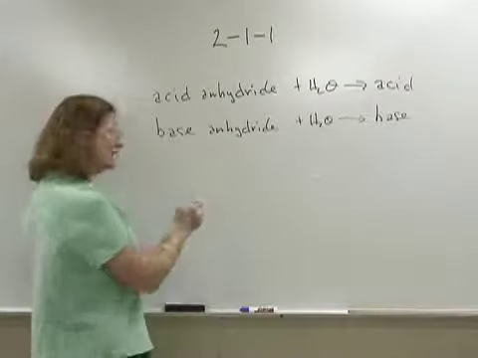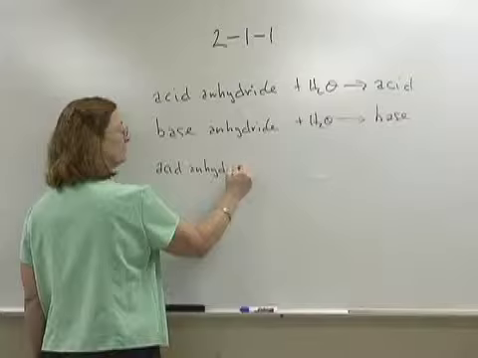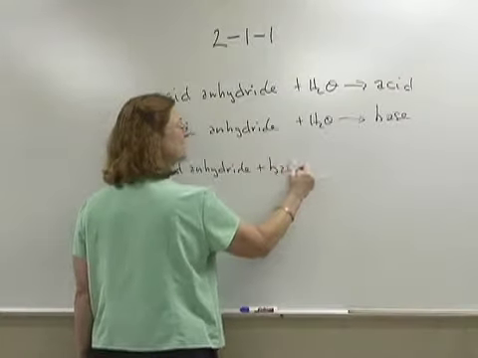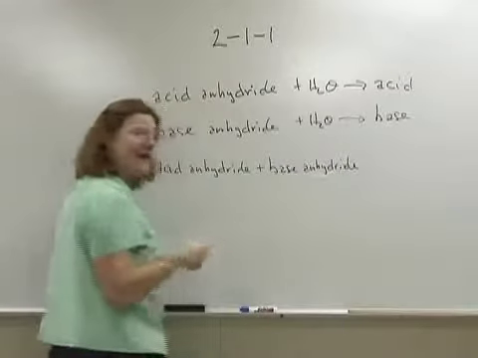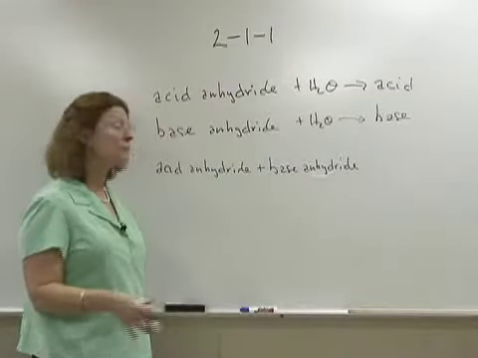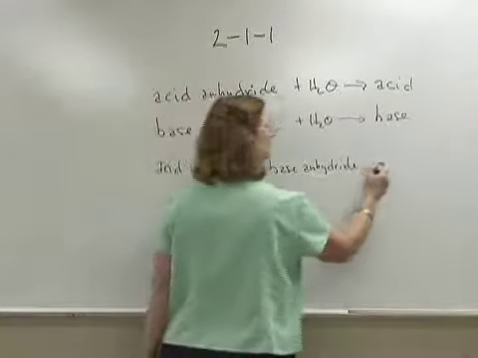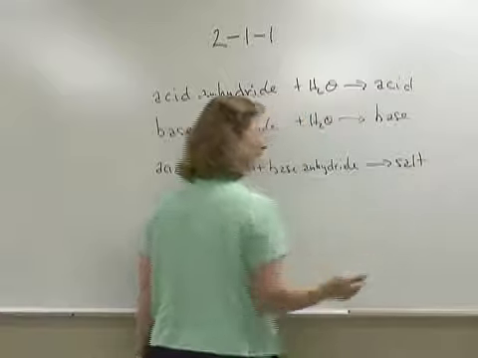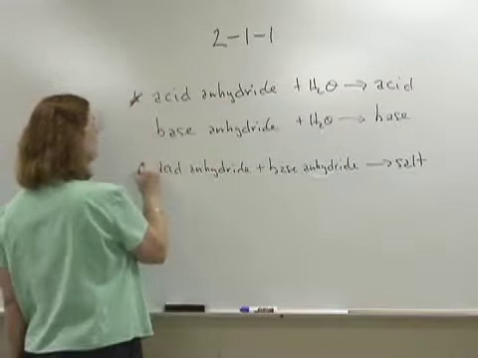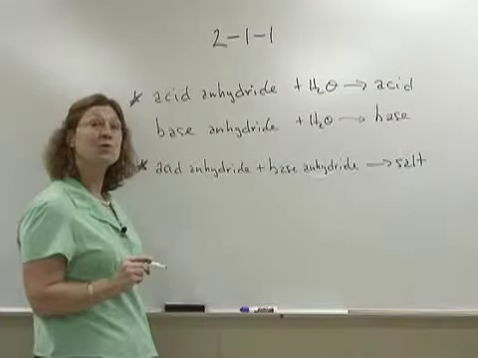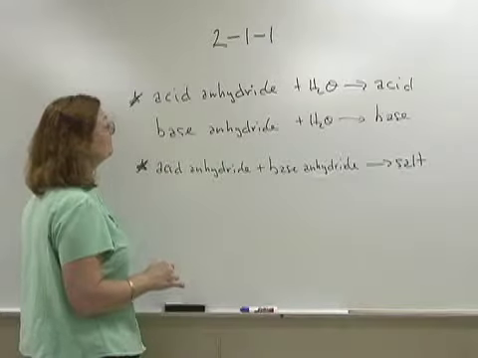And if we have an acid anhydride plus a base anhydride, now when I had an acid and a base, I got salt and water, but there's no water in here. So all I can get is a salt. To do this equation and this equation takes a little bit more effort. And we will go through some example problems.